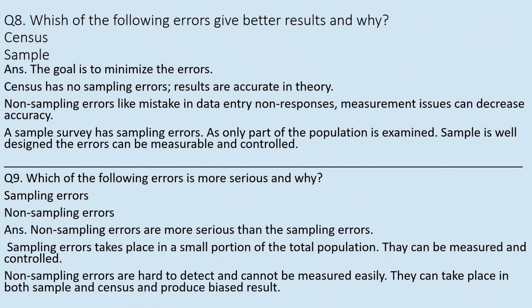Question number 8 says, which of the following errors give better results and why? So here, census and sample. Out of these, which gives better results and why? The goal is to minimize the error.